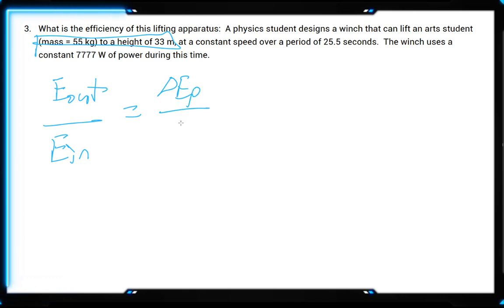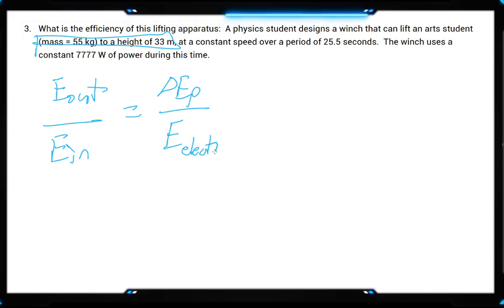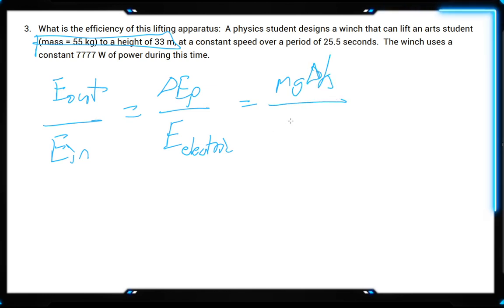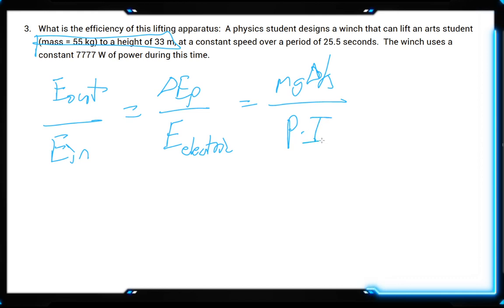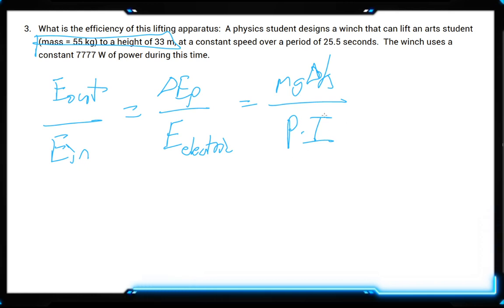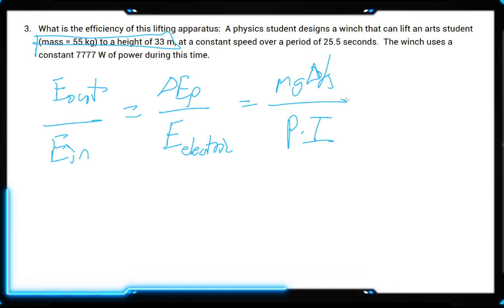And the energy in, it's the electricity. It's, I guess, yeah, energy electric. So this is going to be mg delta h. And the electricity is power times current. So that's our equation for energy from electricity. We won't use that in year 1 final exam, but it is an equation we'll have to be able to use eventually.